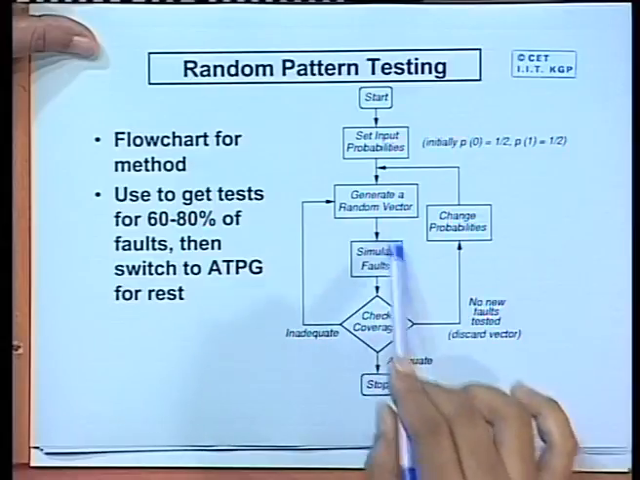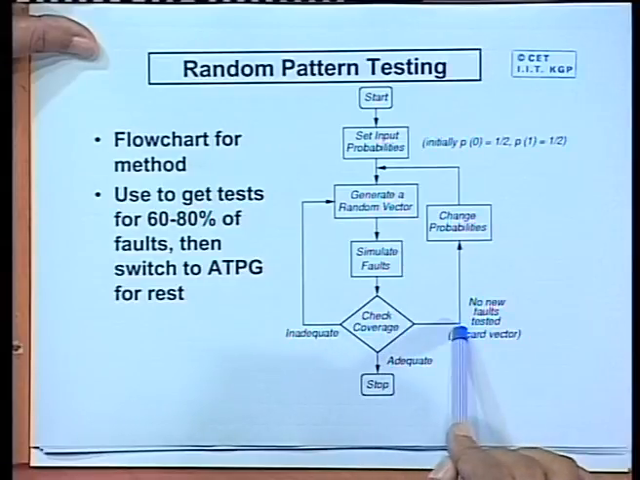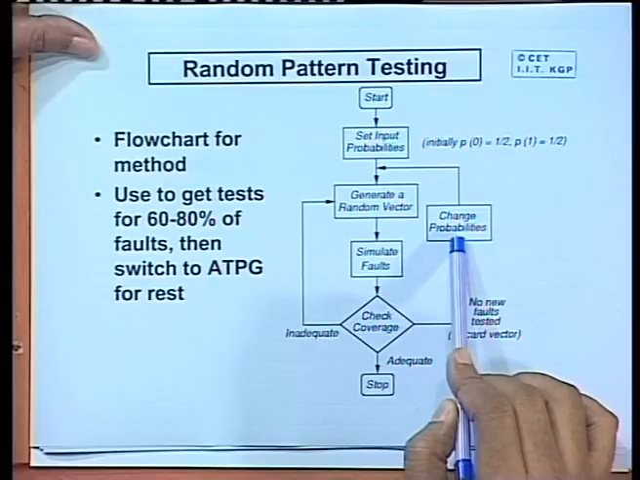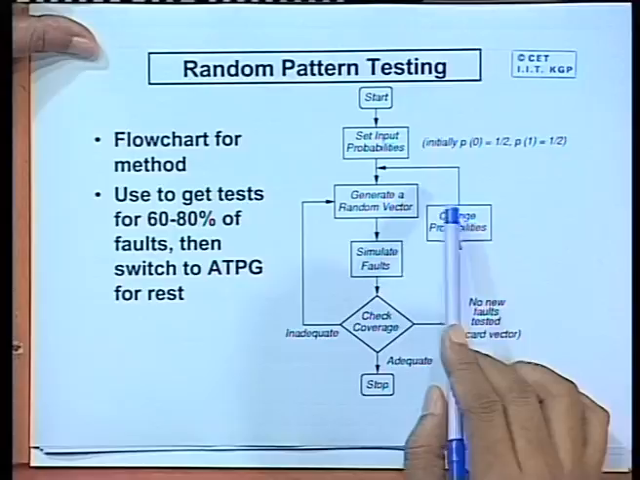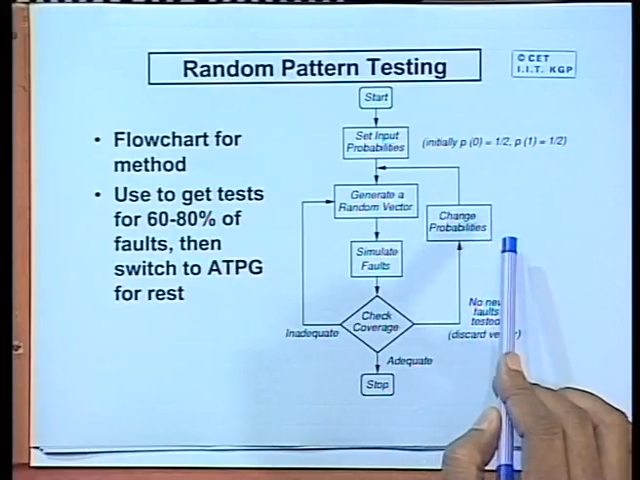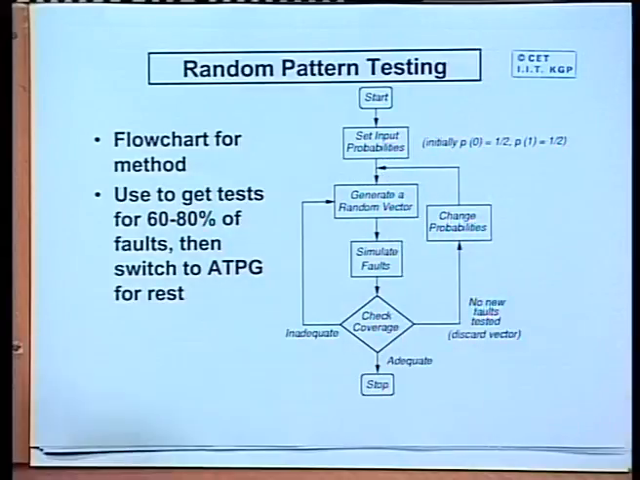If you find that the fault coverage is not improving beyond a point, you analyze the circuit and the faults that are yet to be detected and change the input probabilities. There are ways of changing probabilities, we would talk about this later, and by changing these input probabilities we can actually generate pseudo-random patterns where the probability of a 1 and 0 appearing are something other than 0.5. There are ways of doing that.